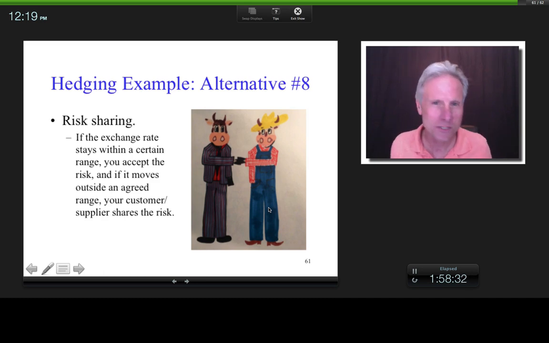If the exchange rate stays within a certain range, fine, you've got a small winner and a small loser. But if it goes outside of a particular range, then let's bring it back down to having neither a winner or a loser, at least with respect to what was expected.